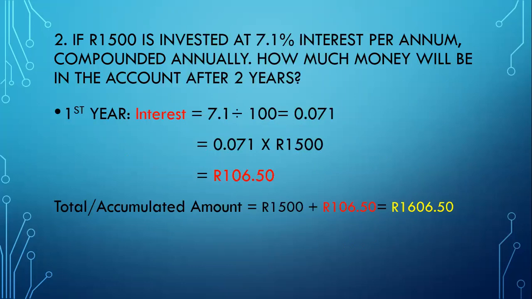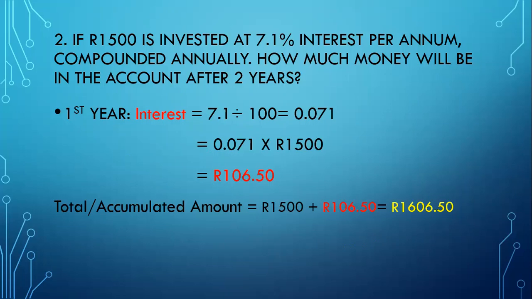Then the second example will show how to calculate the compound interest. If 1,500 is invested at 7.1% interest per annum compounded annually, how much money will be in the account after 2 years? In order to successfully calculate the compound interest, you have to calculate the total amount accumulated after each and every period. Here, we are going to calculate how much money accumulated after 1 year.